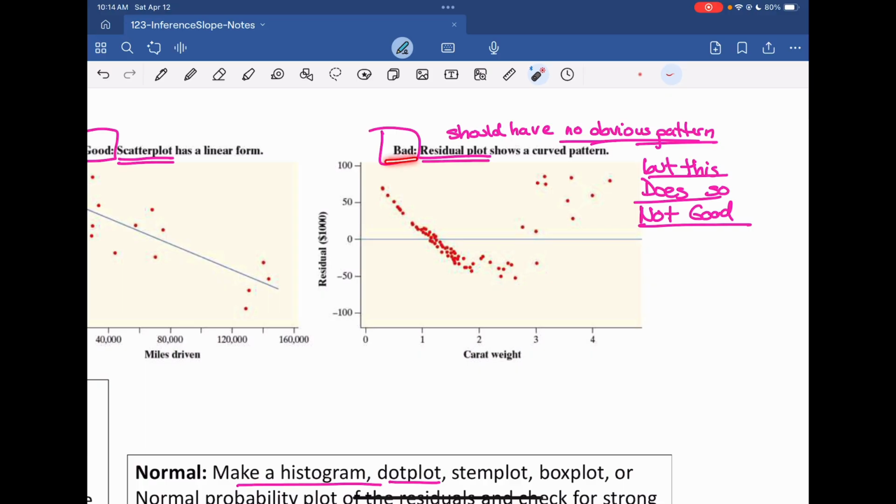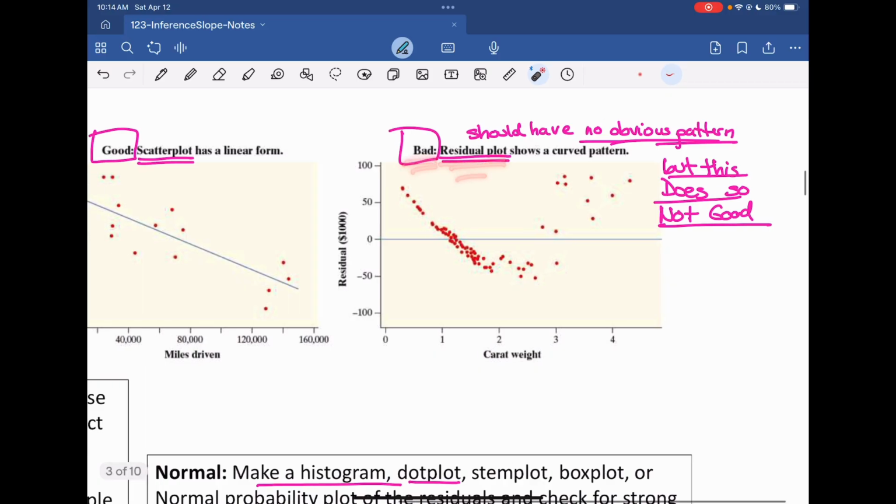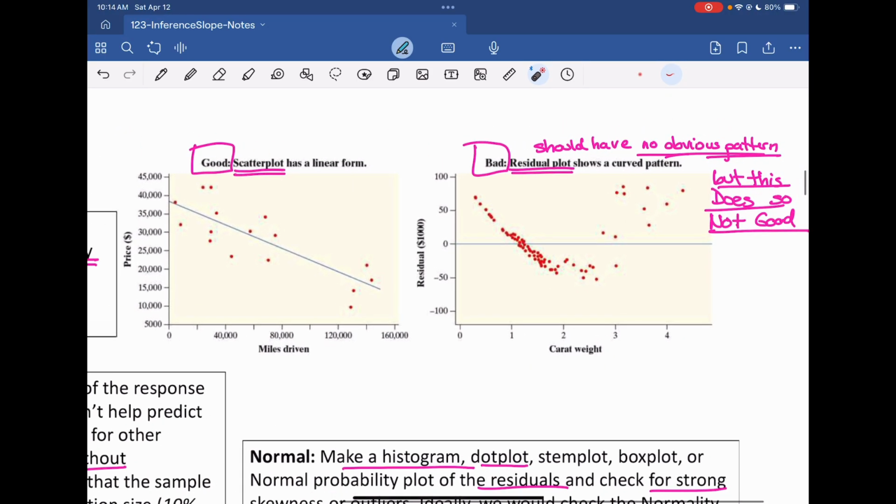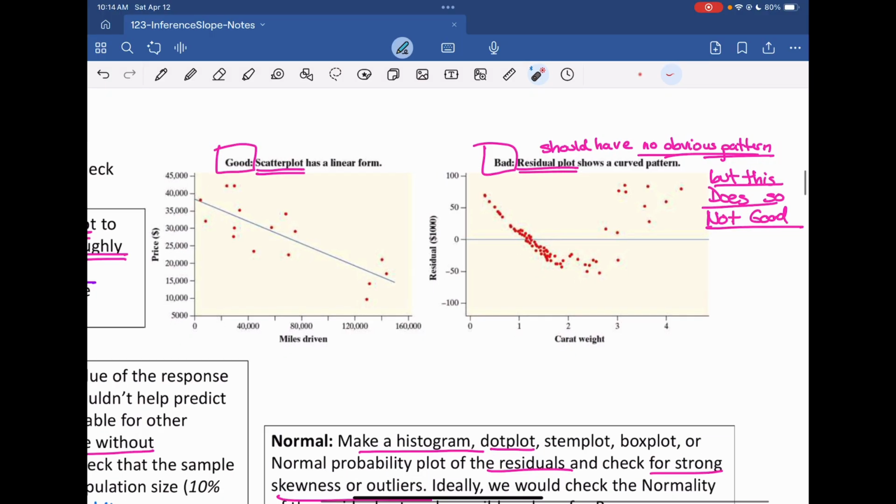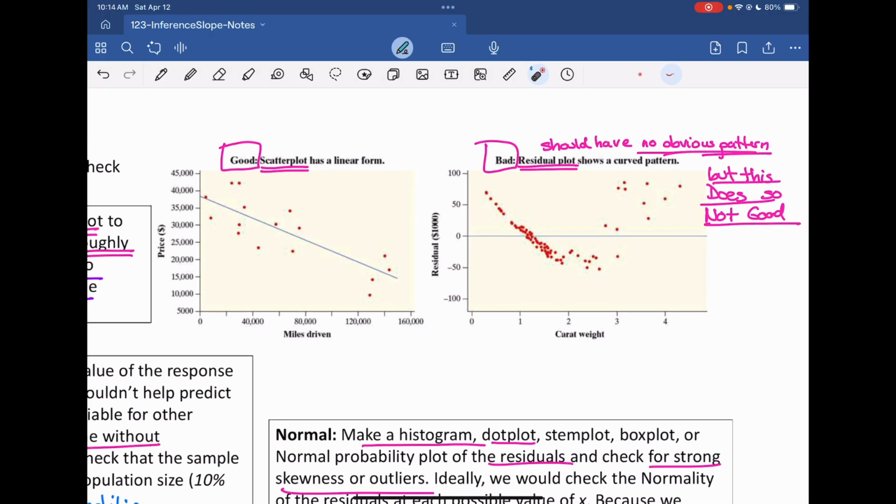So this is a bad residual plot. You would say you would fail in this case. You would not do the inference for slope with this particular data if this was given to you.